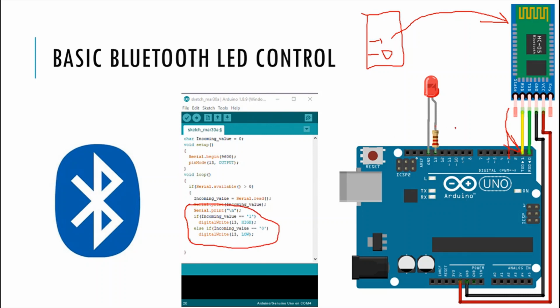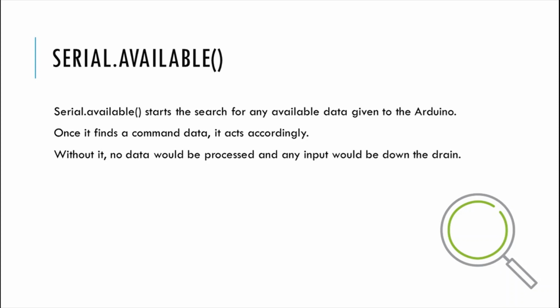Now as we know, the initialization between the 802.05 and the Arduino is done from this area here. Serial begin 9600 and then serial.available. So it checks every loop whether there's something coming here, and then accordingly changes the status of this LED pin. As I've said, serial.available starts to search for any data that comes in from the 802.05 to the Arduino in this case. Once it finds some command, it acts accordingly. And the thing is, without this, there really is no IoT.